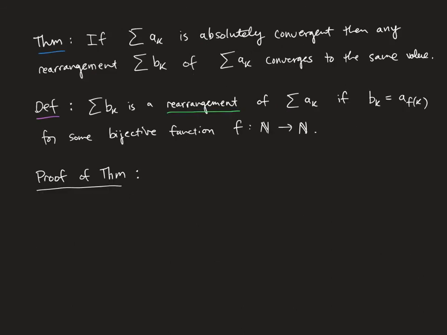To start, we'll let the sum of our original series be equal to A. Then what we have to do is show that this rearrangement converges to A as well. Ultimately, we're concerned with making the partial sum from k equals 1 to m of b_k close to A.